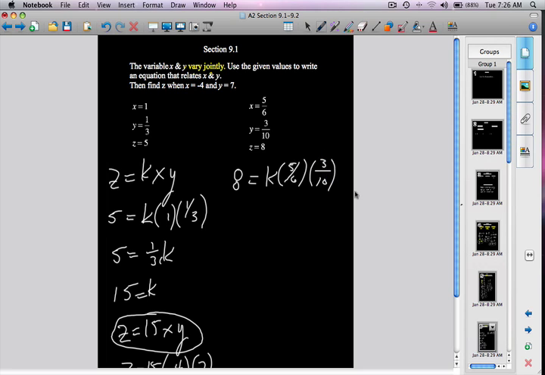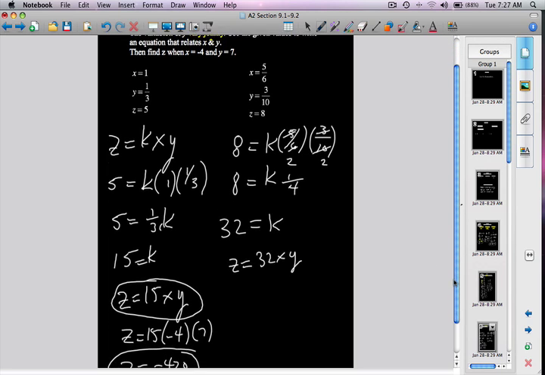Okay, now I'm going to simplify on the right side of my equation. 5 goes into 10 and leaves 2. 3 goes into 6 and leaves 2. And I end up with 1/4 k. And to solve for k, I multiply both sides of the equation by 4. So k is equal to 32. Now I'm ready to write my equation. z is equal to 32 times x times y.